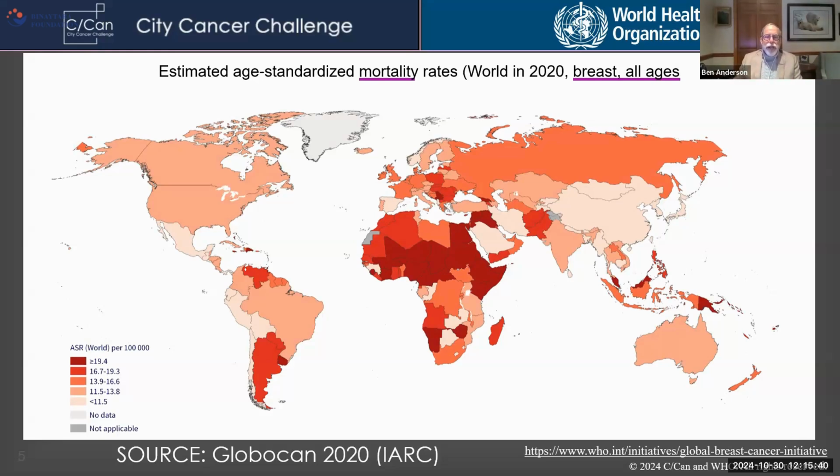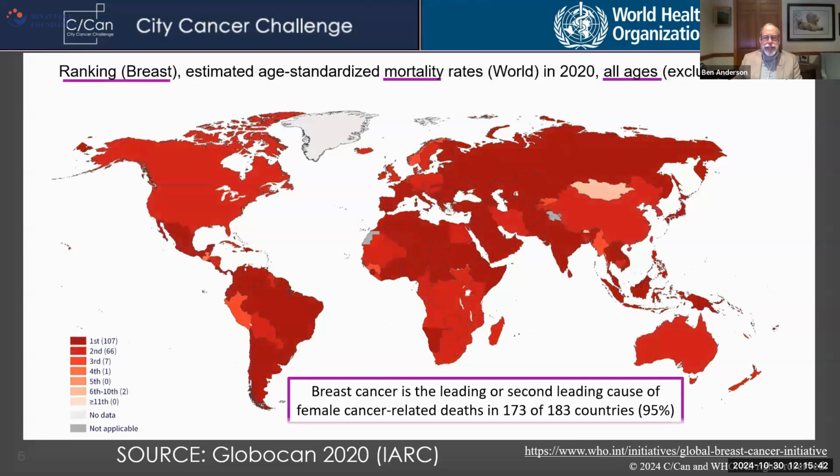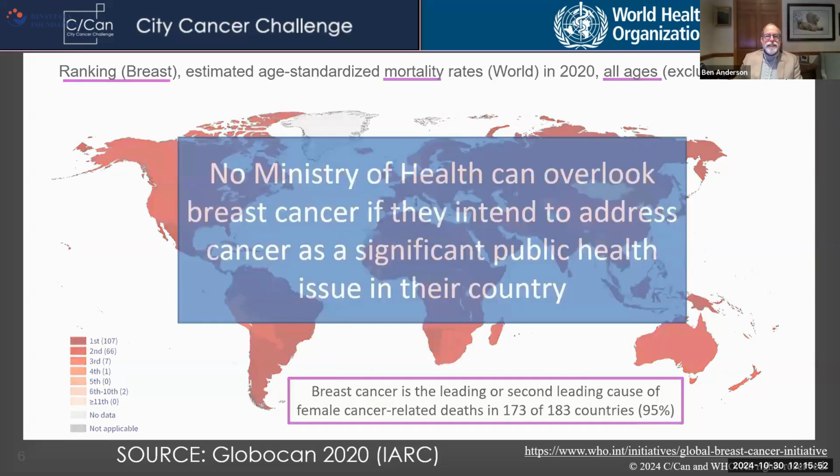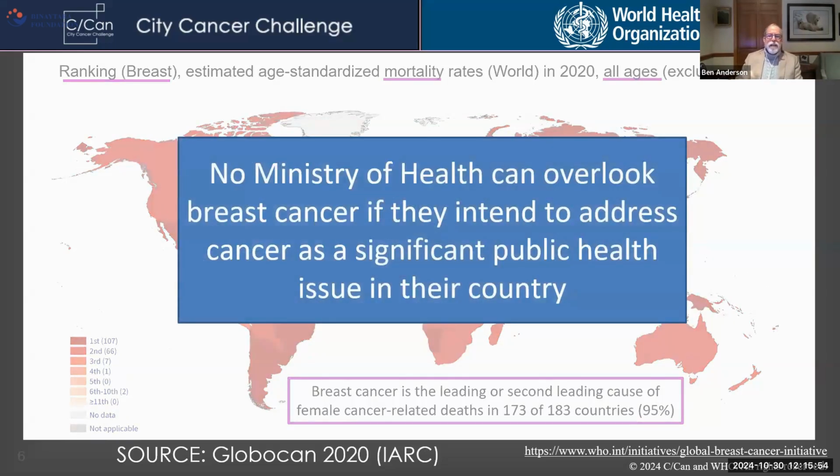But if you ask what is the most common cause of cancer-related deaths? Breast cancer is number 1 or number 2 among women for mortality in 95% of countries. And so the concept here is that no Ministry of Health can overlook breast cancer if they want to talk about cancer as a public health issue. It's too big. And that's why this very much is a problem, and a current problem.